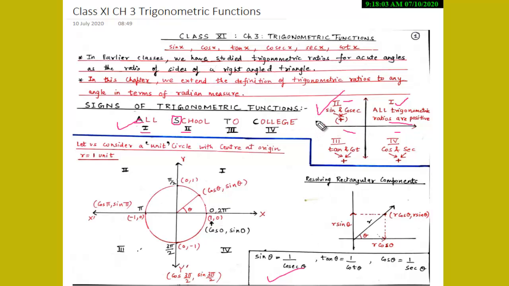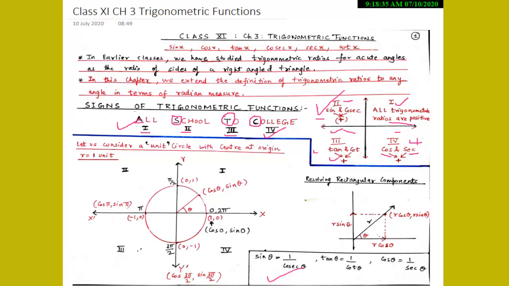Now in the third quadrant too, the first letter begins with T, which stands for tan and cot. So in the third quadrant, tan and cot functions are positive and the rest of the trigonometric functions are negative. And in the fourth quadrant, which stands for college, the first letter begins with C, which stands for cos and sec. So here cos and sec are positive and the rest of the trigonometric functions are negative.